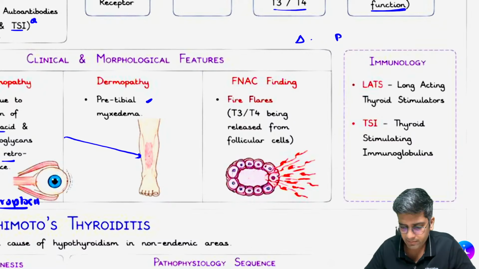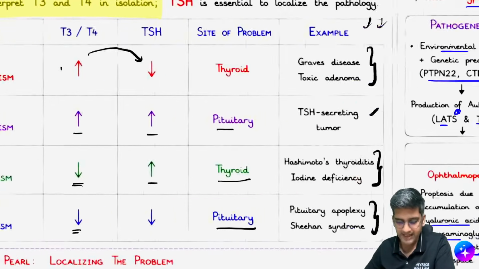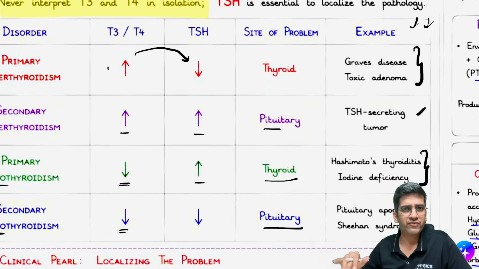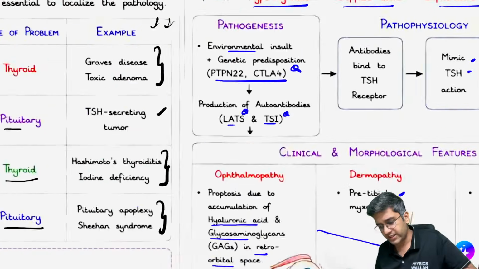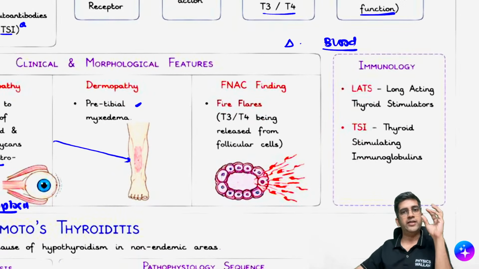To diagnose, I need a blood test. Blood test, go to this table. I need to prove it is hyperthyroid and I need to prove it is primary hyperthyroid. If I prove that, that's more than enough for me, right? So I say that T3, T4 is elevated, TSH is reduced. So I know the primary culprit here is the thyroid.